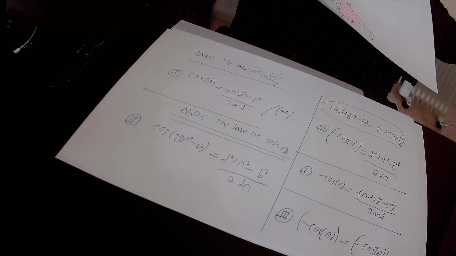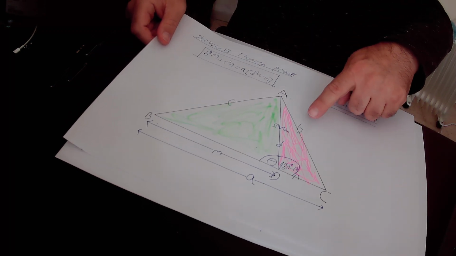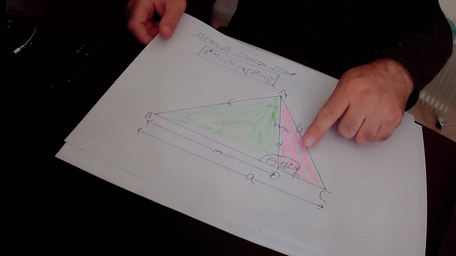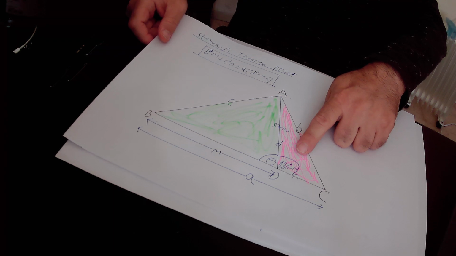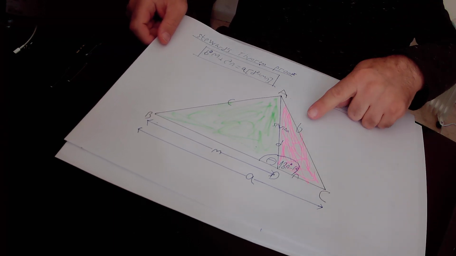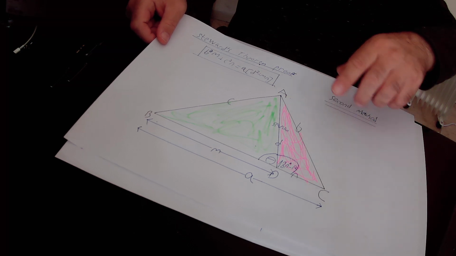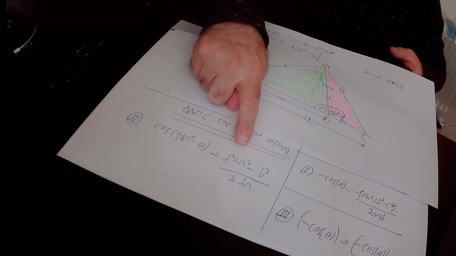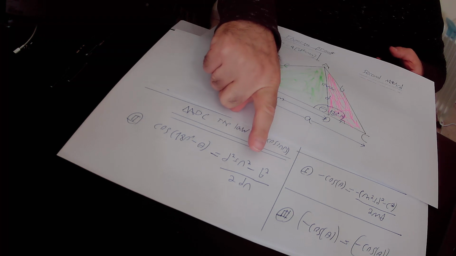Then we implemented the law of cosines in the pink triangle ADC. According to the law of cosines, cosine 180 degrees minus theta equals d squared plus n squared minus b squared over 2 times nd. I repeat again, cosine 180 degrees minus theta equals d squared plus n squared minus b squared over 2 times dn.